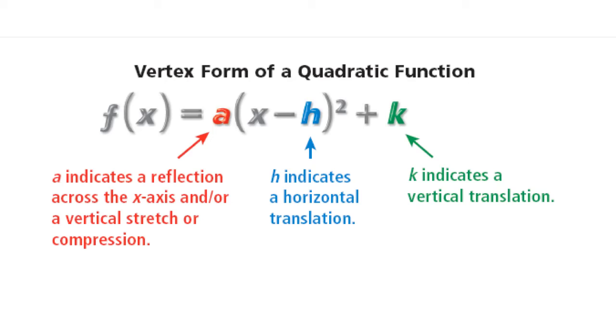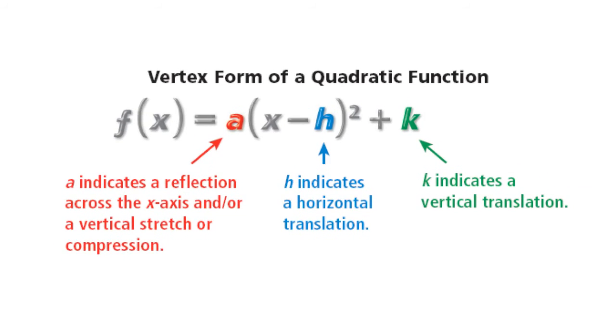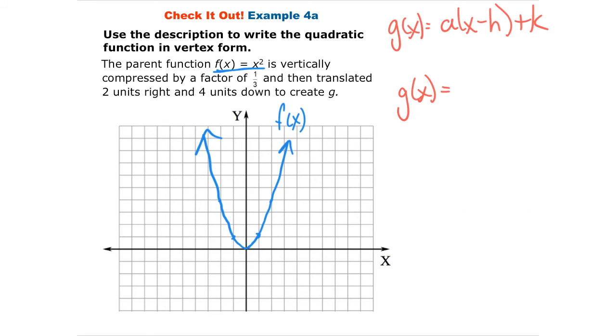If we combine all of our transformations into one equation, we end up with this vertex form of a quadratic function. And in this, a is representing your stretch or compression, h is representing your horizontal translation, and k is representing a vertical translation. In this problem, we're going to translate f of x, which I've graphed here, and we're going to use our vertex form that we just learned. So first of all, the vertical compression by a factor of 1/3, that is your a. Translated 2 units right, so it's going to be x minus 2, and 4 units down is going to be -4 on the end of it.